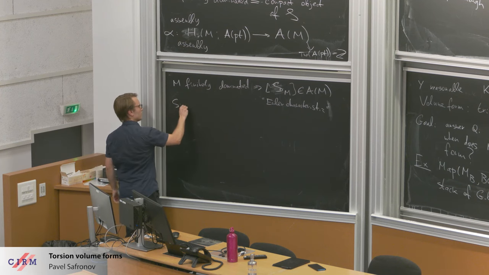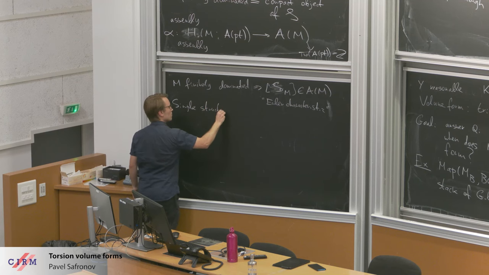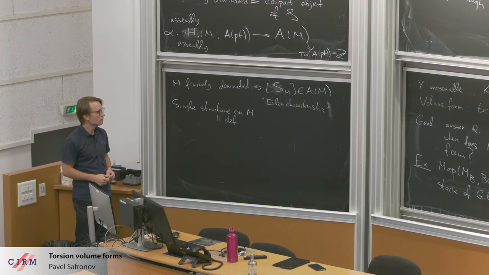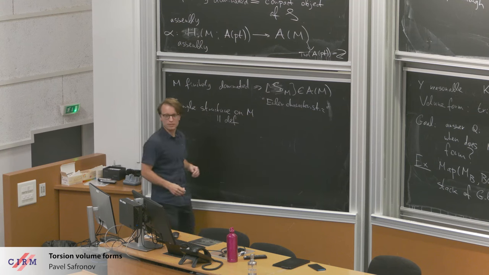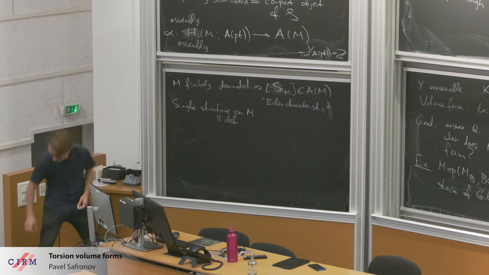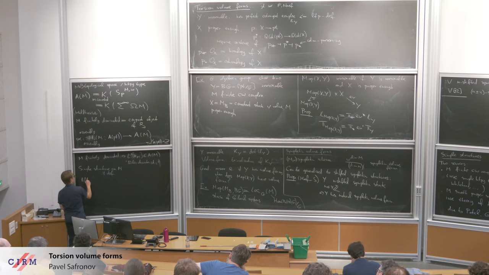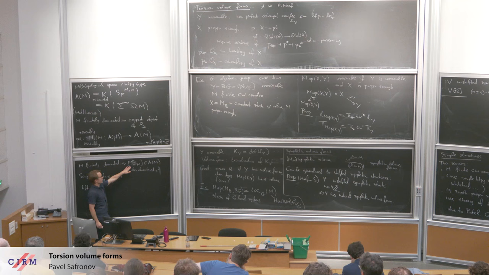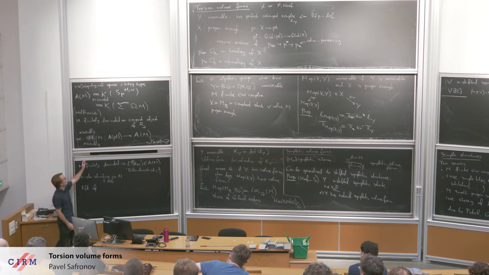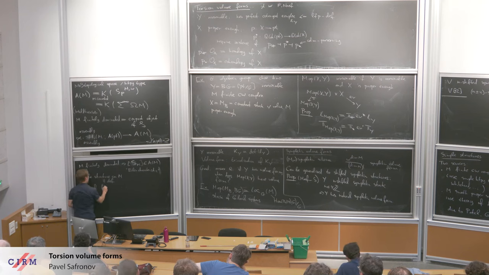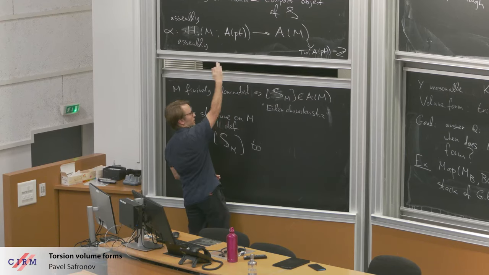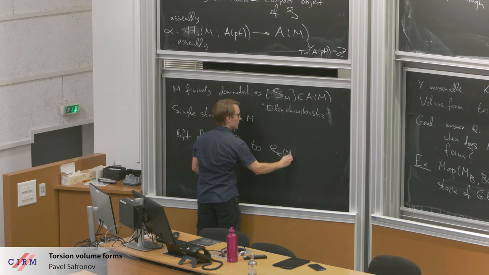Okay, and then a simple structure on M, by definition, this is the class of just the constant parameterized spectrum. So it's the data of a lift of this Euler characteristic, which is some global invariant, to a local invariant, something in homology, to some element along this assembly map. Let me call this element the Euler class.